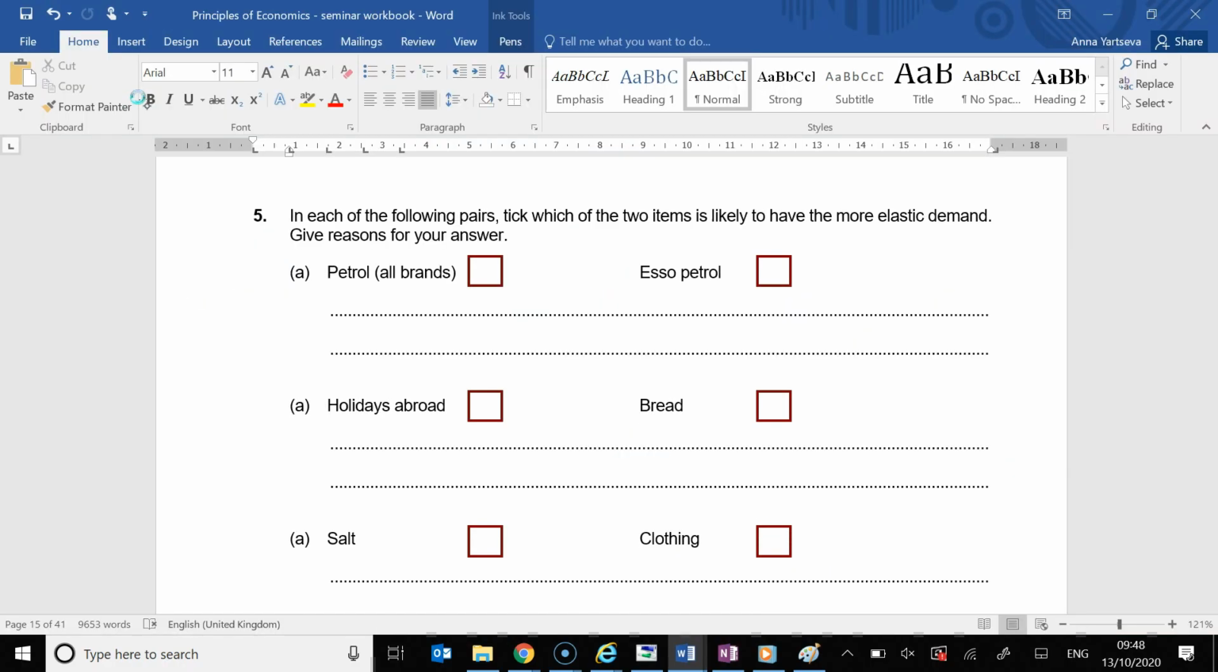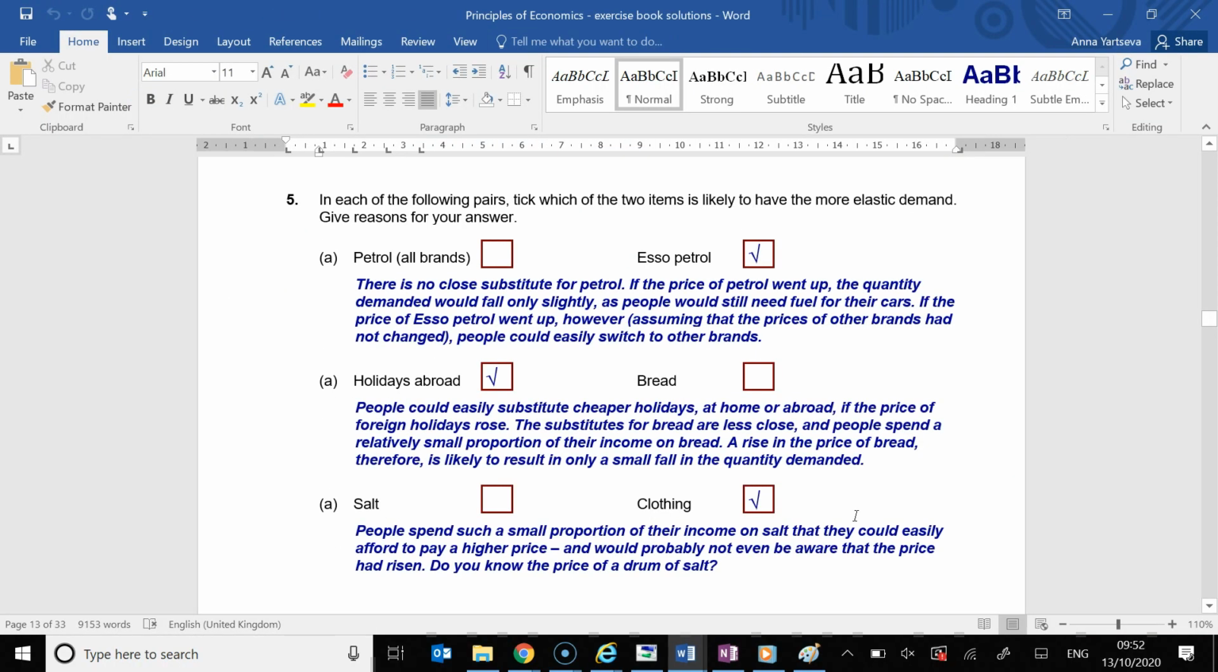Try to do it yourself. It's very simple. There are two items, and we need to decide which one is likely to have more elastic demand. There are two products, for example, all brands of petrol and a specific petrol sold at a particular petrol station, like ESSO petrol. Which one is likely to have more elastic demand?